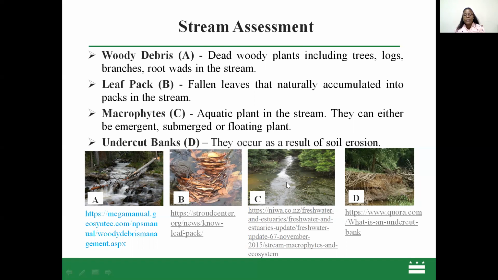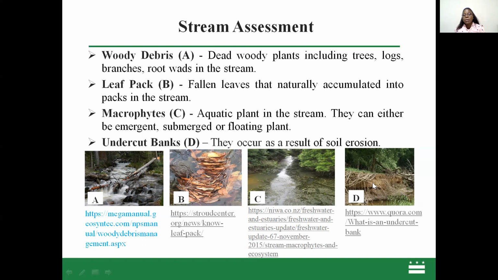And here is a picture of a macrophyte. We have some floating plants, and we have some emergent plants. We look at what we have in our streams, and we see if that is where we want to take our samples from.